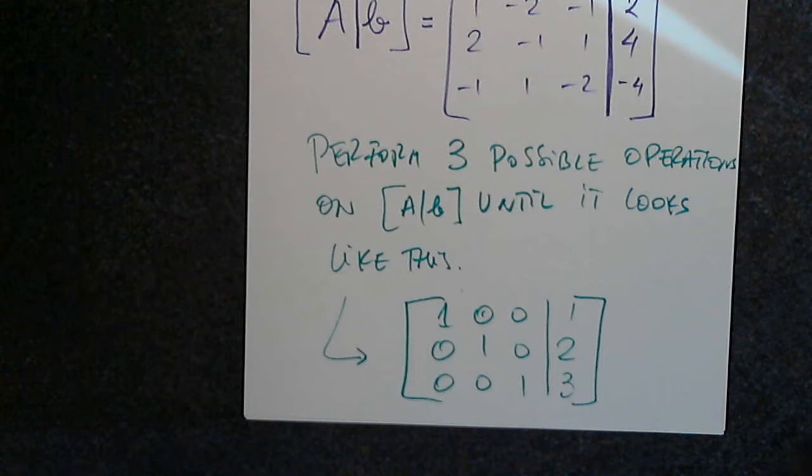And then it's very clear. X is 1, y is 2, z is 3. This is my dream. I need to change that into this, but there are a lot of steps in between. Now the question is, what are those 3 possible operations? I'm not allowed to do whatever I want. I'm only allowed to do 3 possible operations. Let's talk about those operations, and then we'll apply them.